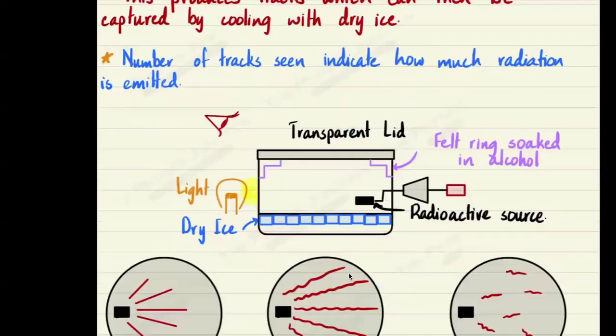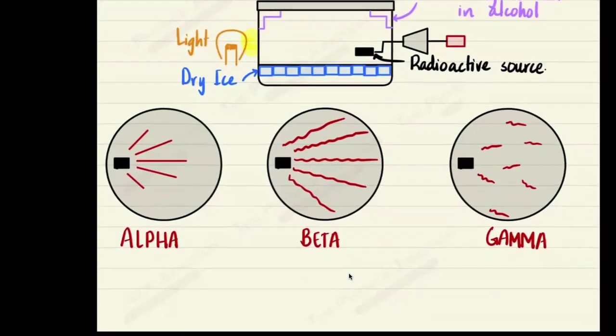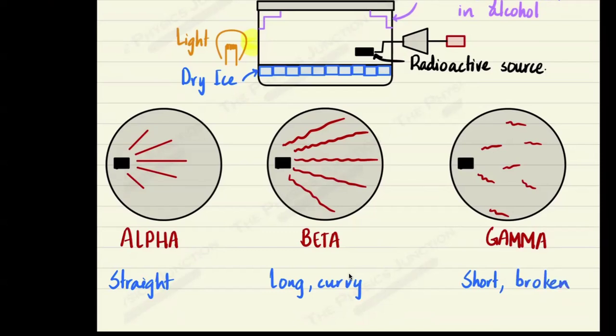All right, so this is how the tracks for each of these look. For alpha, it's straight tracks like these. This is primarily what the cloud chamber is used for. For beta, it's long curvy lines like this. So let me write this. These are straight tracks, these are long curvy lines, and these are short and broken tracks. So that's how it looks for each of these. All right, so that's the idea here.